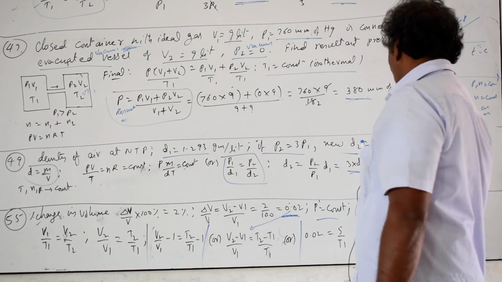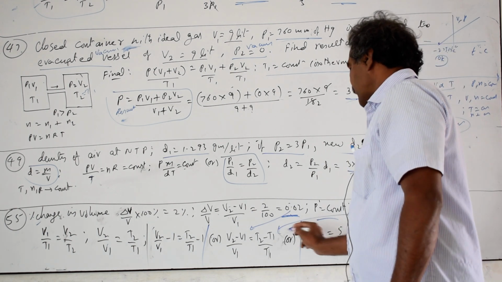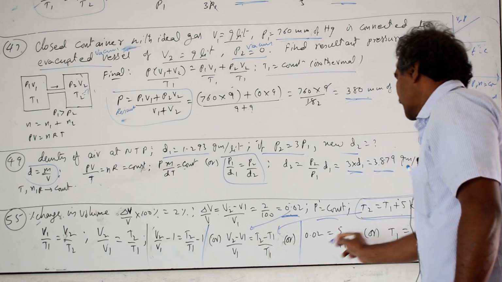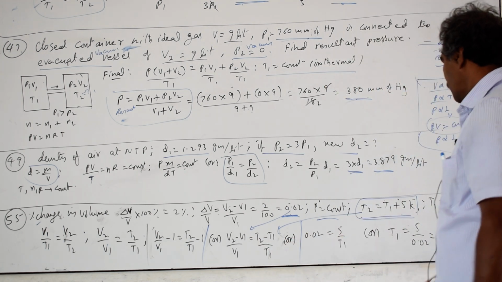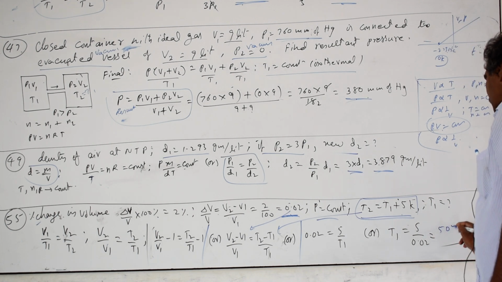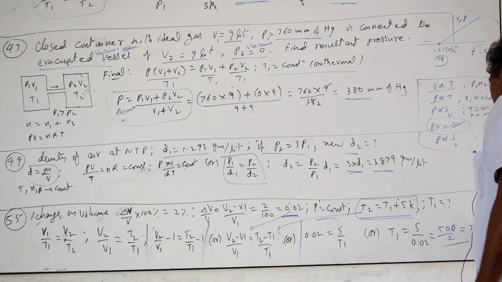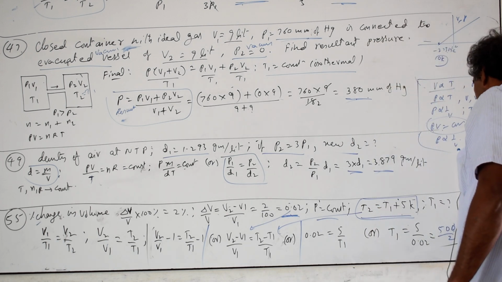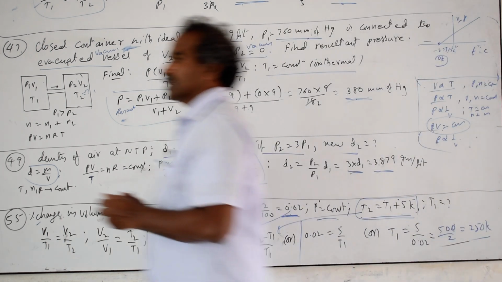T2 minus T1 is 5 Kelvin here. So 5 by T1 is going to be 0.02. We want T1. T1 is nothing but 5 by 0.02, which is 500 by 2, which is equal to 250 Kelvin. We are already taking capital T, so 250 Kelvin. If they want it in the centigrade scale, I have to subtract 273.